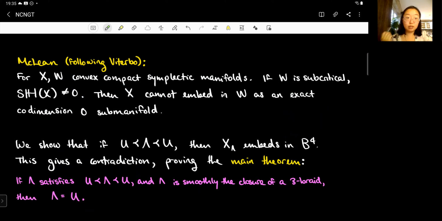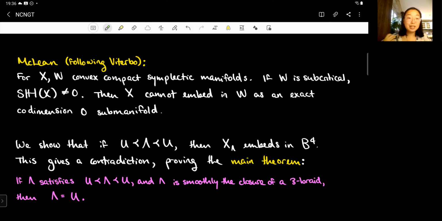This theorem of Maclane says that for X and W convex compact symplectic manifolds, if W is subcritical and the symplectic homology of X is non-zero, then X cannot embed in W as an exact codimension zero submanifold. This theorem follows from Viterbo functoriality, and we're going to use it to make a contradiction. So we're going to show that if U is concordant to lambda is concordant to U, then X lambda has to embed in the four-ball, which is subcritical. And this will be the contradiction, which will give us the main theorem.